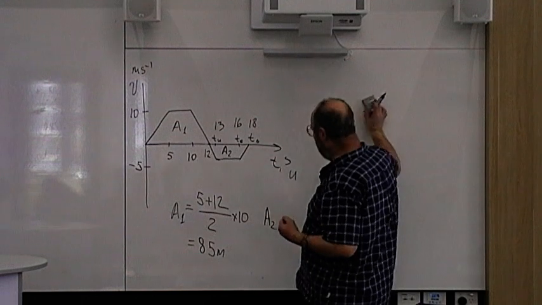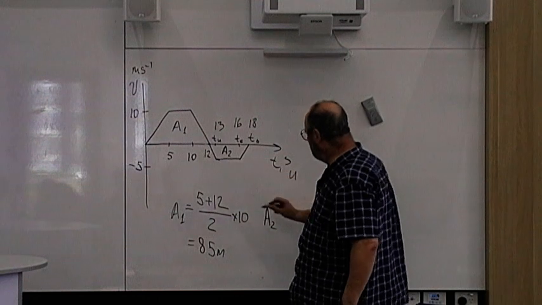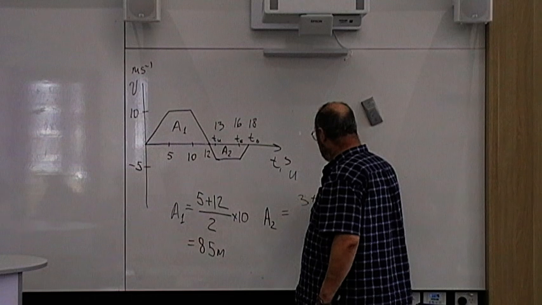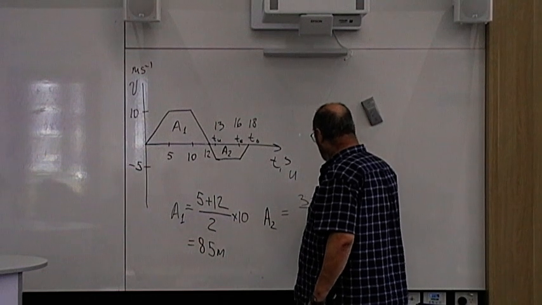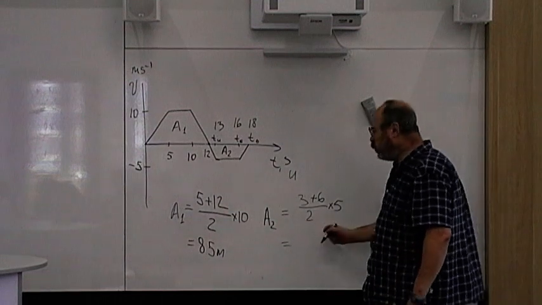So what will area 2 be equal to? We have bases from 13 to 16, which is 3, and this is from 12 to 18, which is 6, so 3 plus 6 over 2 times 5. So what will that be equal to?